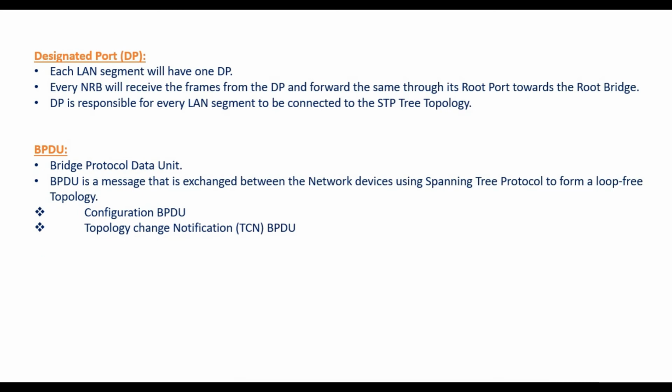Then, designated port. Each LAN segment will have one designated port. For example, if a switch has two LAN segments, then each LAN segment will have one designated port, and every non-root switch will receive the data from a designated port and forward it through its root port to the root bridge. This is how the data is communicated.